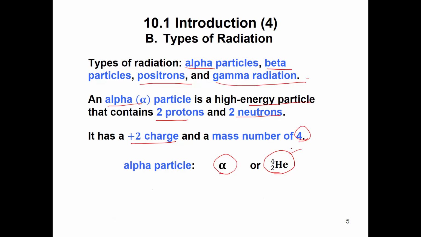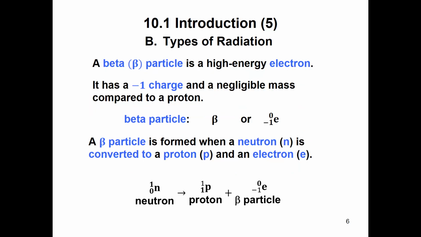because a mass of 4 with 2 protons is the definition of a helium atom. And so you can absolutely write it like that, especially if you were going to have to balance an equation. A beta particle is also a very high energy particle. It has a -1 charge because a beta particle is basically an electron. It has no mass, really, or very little mass, and it has a -1 charge, just like an electron.